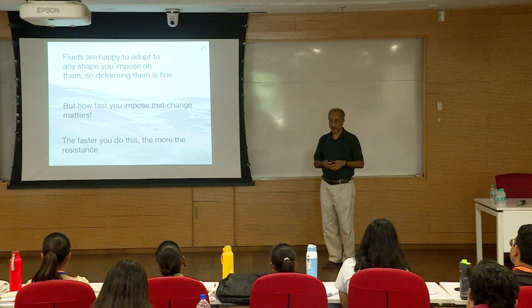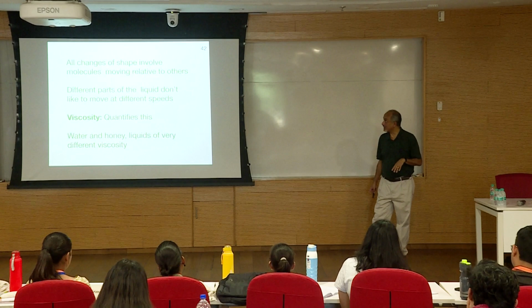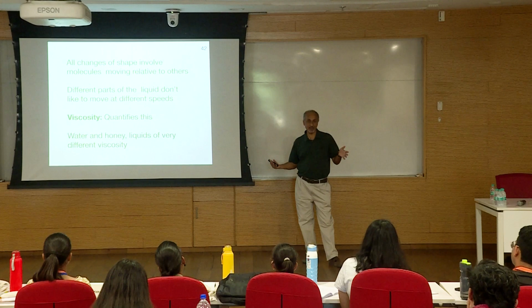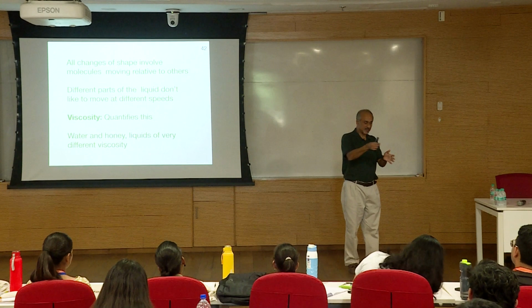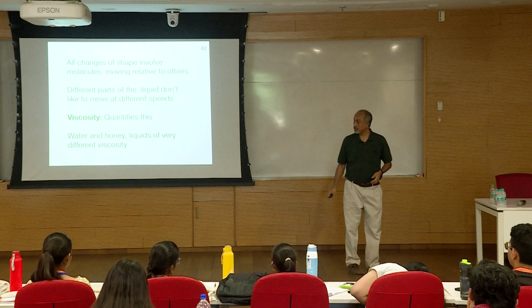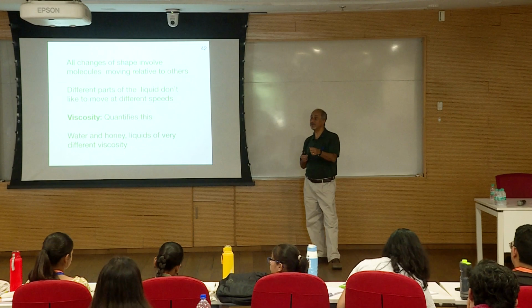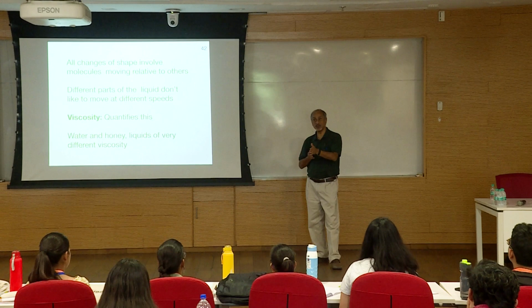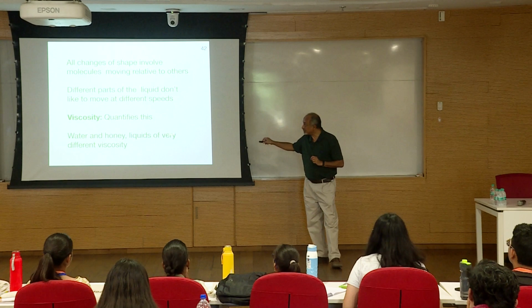So let's look at some examples of where that matters. Any change in shape needs molecules to move across each other. Some molecule that was here now has to move there, something that was here has to move there, to accommodate to the different containers. So the crucial point is that different parts of the liquid don't like to move at different speeds. It doesn't like to go faster than something next to it. The moment different parts of the liquid move at different speeds, the liquid resists that. And the way to quantify this is something called viscosity.